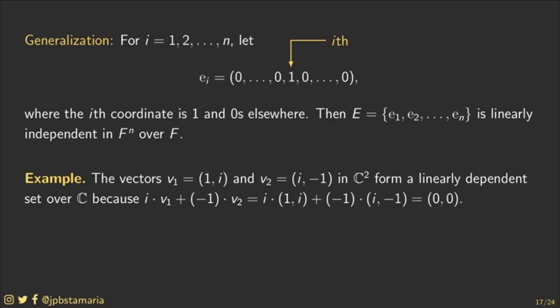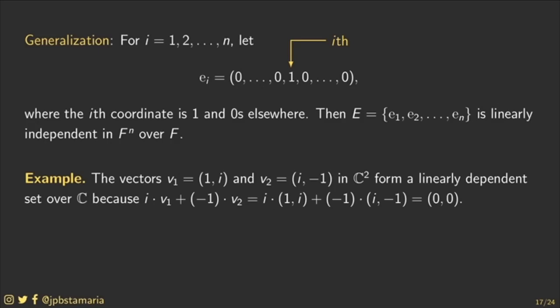Let's look at these examples. The vectors v1 = (1, i) and v2 = (i, -1) in C^2. What do you mean by C^2? C^2 is a set of points with two coordinates where every coordinate is a complex number. So we allow complex numbers, or imaginary numbers, to be coordinates in this case. So v1 is (1, i), v2 is (i, -1).